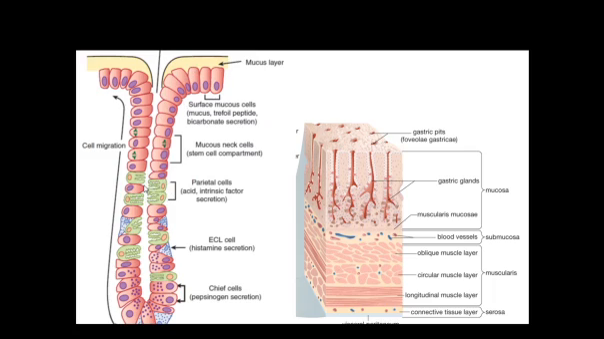Now these parietal cells have a lot of canaliculi. You can see here there are canals, canaliculi inside the parietal cells. Below parietal cells are triangular cells which are called enterochromaffin like cells which secrete histamine. Parietal cells secrete mainly hydrochloric acid and intrinsic factor.